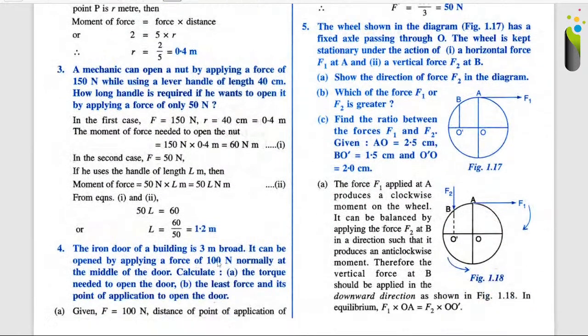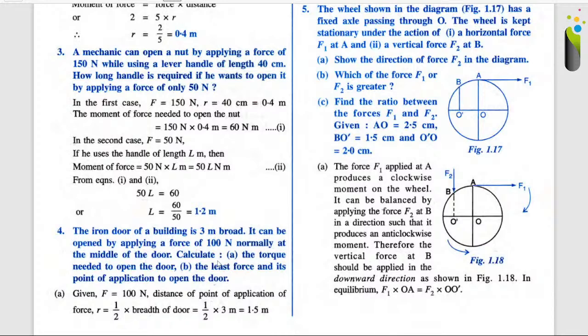Now, coming to the next: a mechanic can open a nut by applying a force of 150 newtons while using a lever handle of length 40 centimeters. How long a handle is required if he wants to open it by applying a force of only 50 newtons? In the first case, F is equal to 150 newtons, r is equal to 40 centimeters, that is equal to 0.4 meters. So the moment of force needed to open the nut will be equal to 150 newtons into 0.4 meters, that is equal to 60 Newton meters.